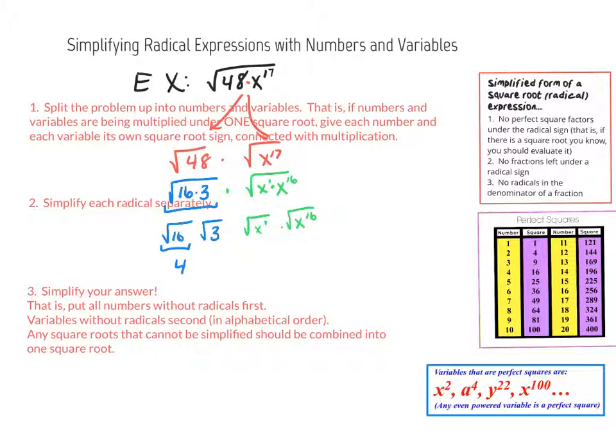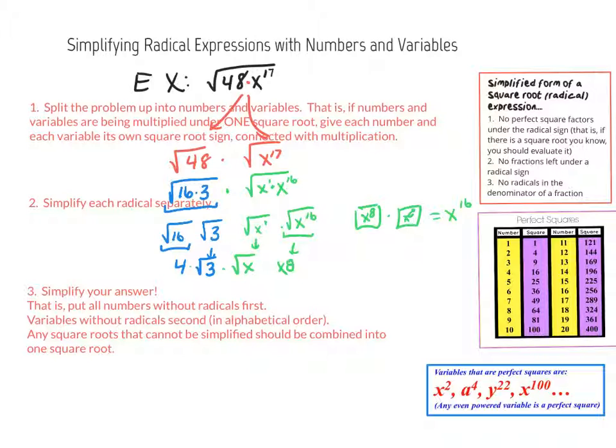Like this is a 4. That number won't simplify. Any variable to the first power under a radical won't simplify. We wrote that down before. And what times itself twice would have given me x to the 16th? Well, that must have been x to the 8th. So this is x to the 8th.